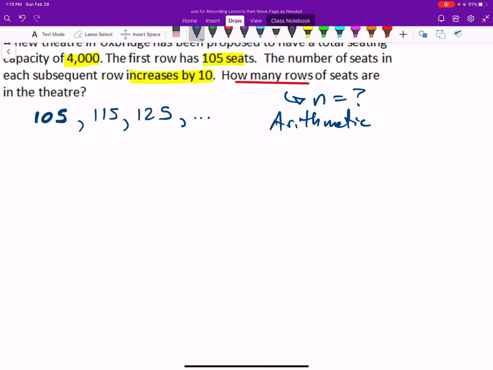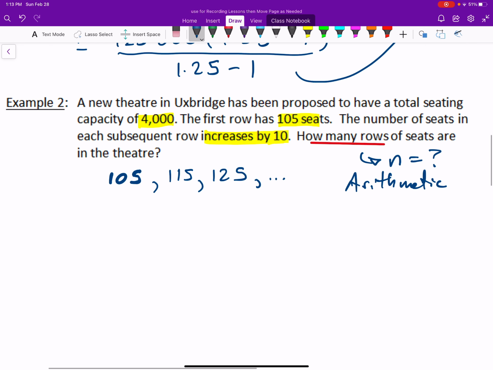And if we want to know, well, we're not trying to find the sum or the specific term. We're trying to find n, the number of rows that we would have if we had a sum of 4,000. So definitely, I guess what I'm trying to say is this is related to a sum, right? The 4,000 is a sum. And when it's a sum, that makes it a series. So we're dealing with an arithmetic series, is what it boils down to.